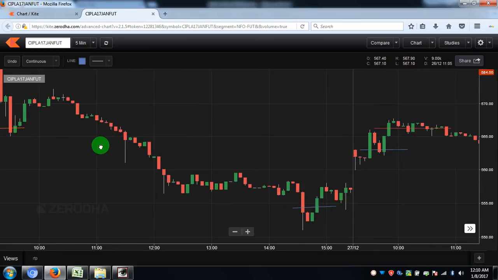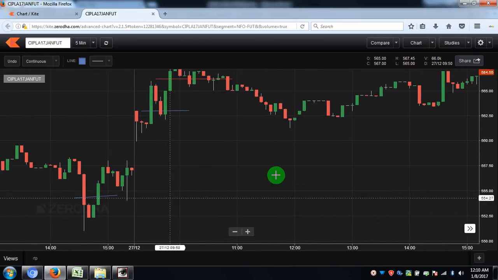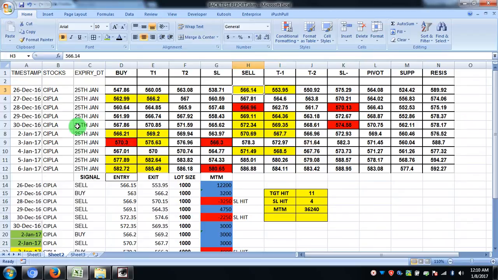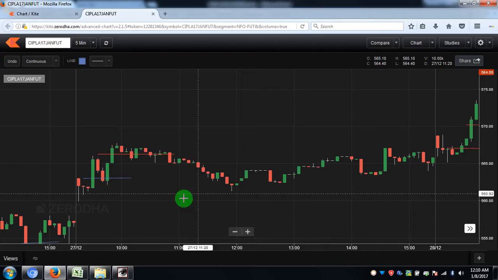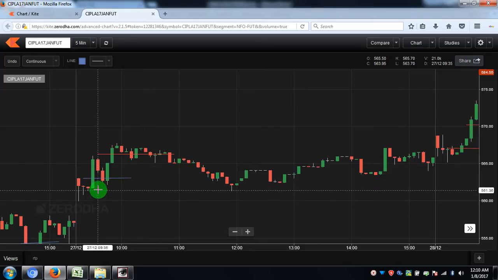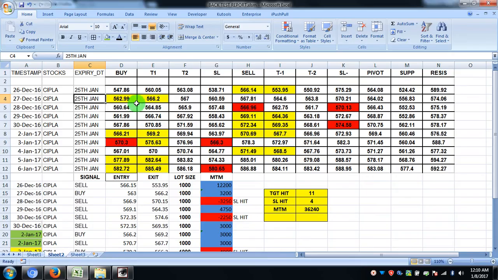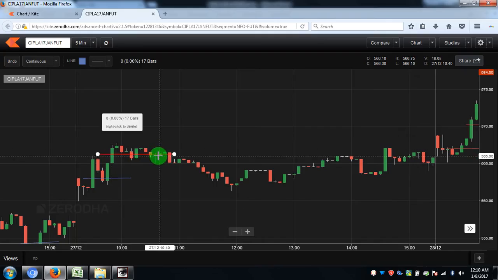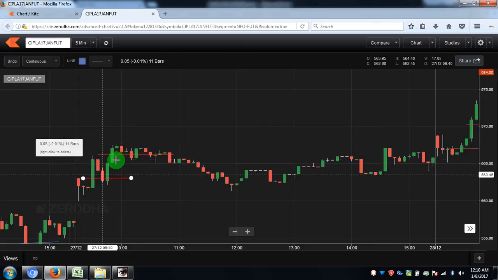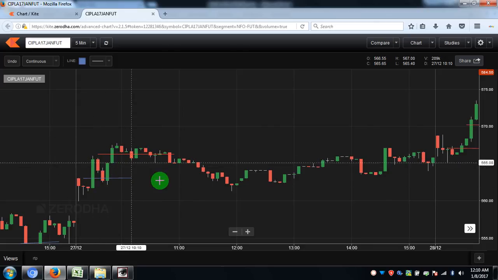Let us move to the next date, the 27th. We had a buy call activated in Cipla on 27th. This was the line at 9:30. Again a buy call was activated, and the target was 566.20 paisa. This is the red line, 566.20 paisa. Here the target was hit in just about 20 minutes, within half an hour of movement.